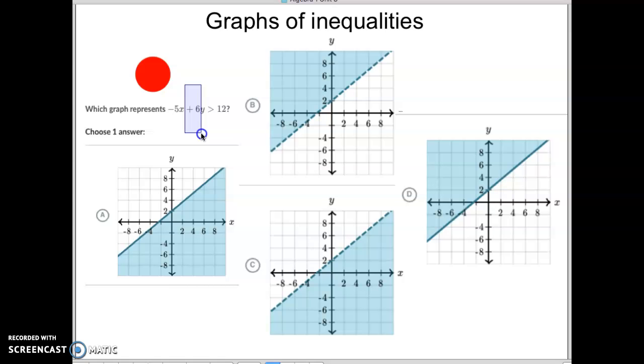Well, are we dividing by a positive 6 or a negative 6? It's a positive. So that sign will stay the same. It will remain a greater than sign. So greater means that we would shade above the dashed line. So when we shade above the dashed line, it would be like letter B. You'll notice that letter C was shaded below.